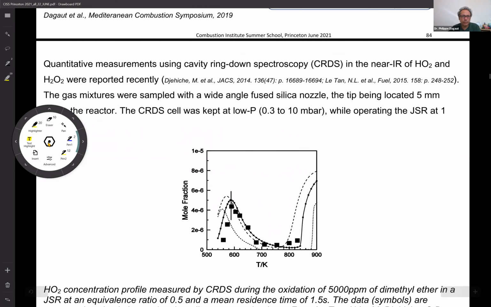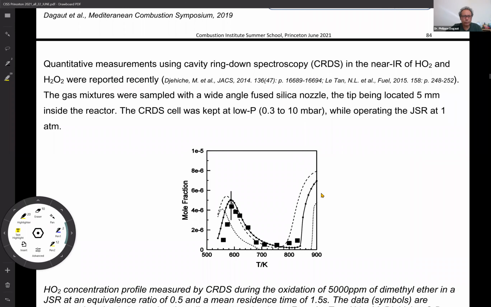Other techniques have been used to probe unstable species or species that are difficult to measure. Quantitative measurements using cavity ring-down spectroscopy in the near infrared were used to probe the formation of HO2 and also H2O2. We did that in a jet-stirred reactor at atmospheric pressure. We sample from the reactor and send it to this cavity ring-down spectrometer, and can collect a signal that we report here as a function of temperature.